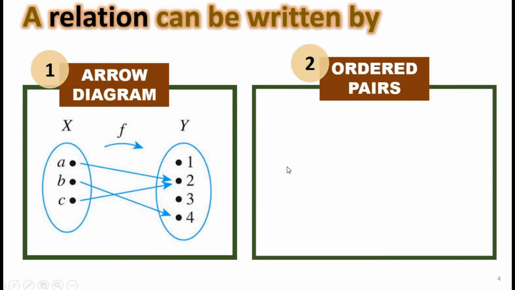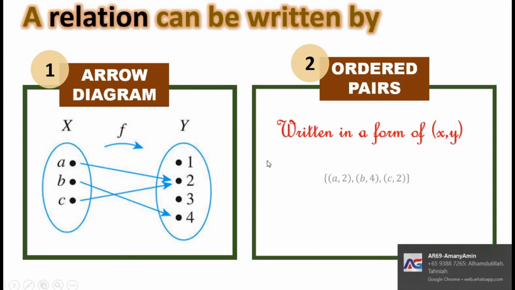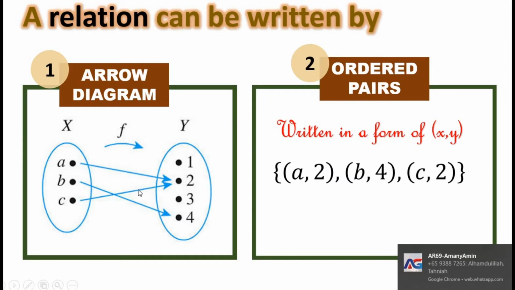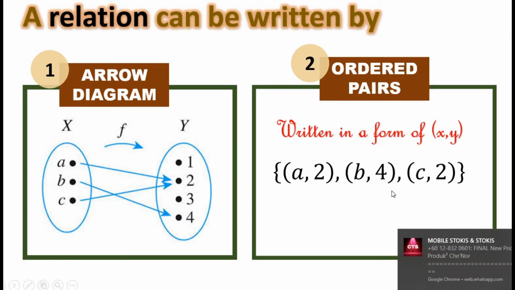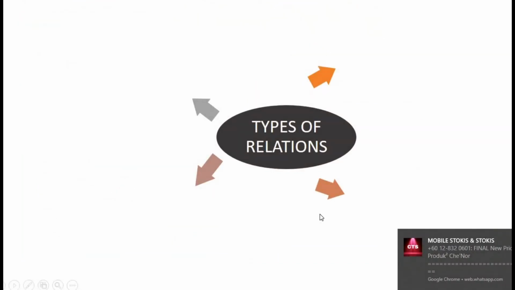Another way of writing a relation is in ordered pairs. So we write in the form of x, y. So from the first diagram, we can put it in ordered form. So we can write as (A, 2). (A, 2) means A is the object, 2 is the image, B is the object, 4 is the image, C is the object, and 2 is the image.